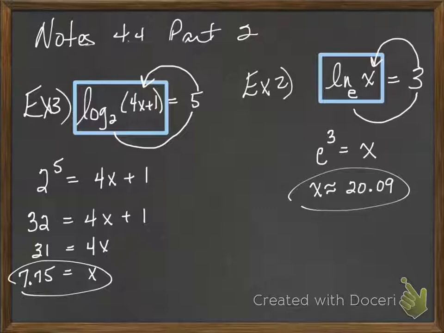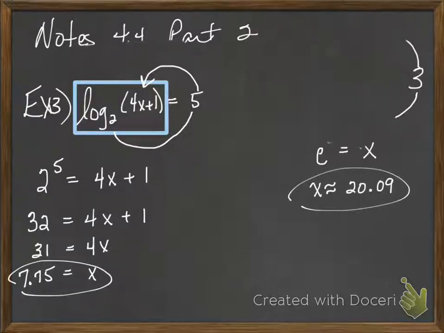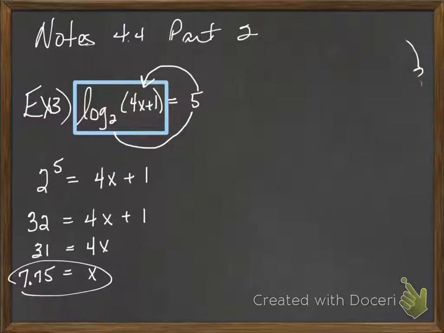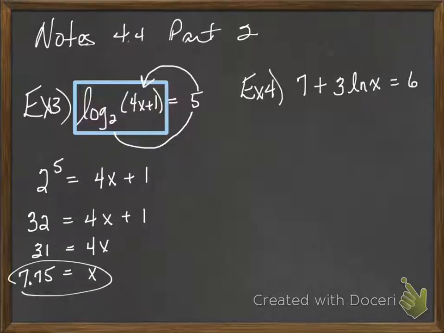Okay, so my first three examples, the logs were already completely by themselves. All right, in example 4, the log's going to be hanging out with some friends, and you're going to have to move those friends before you can write it in exponential form. So in example 4, I have 7 plus 3 times ln of x is equal to 6.